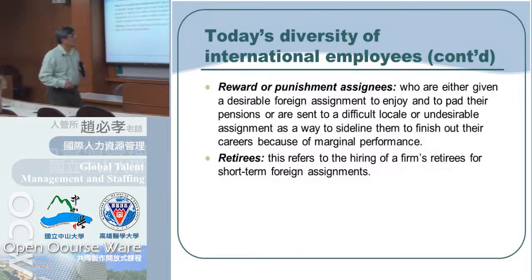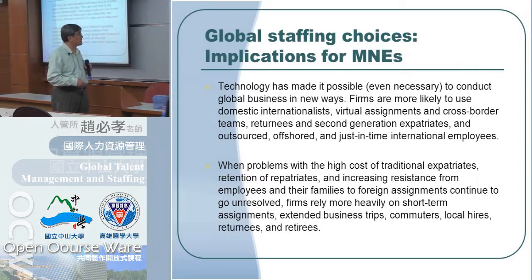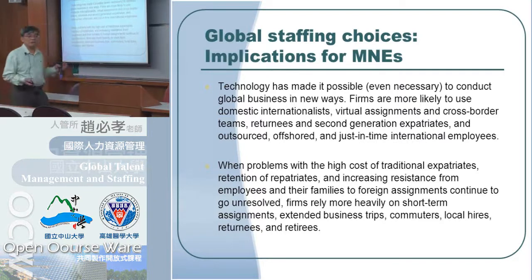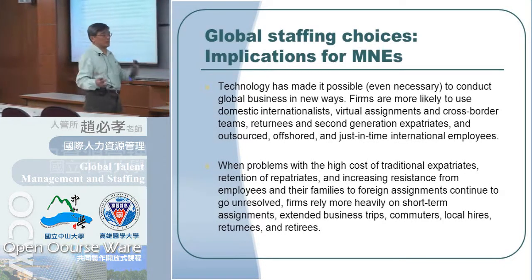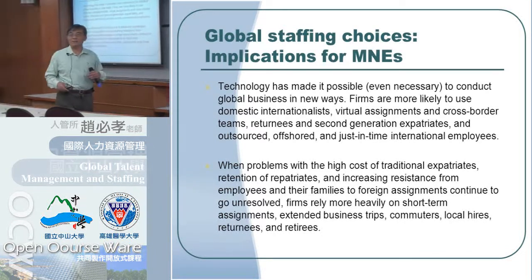Okay. I don't want to introduce too many types. Technology has made it possible to conduct global business in new ways. Firms are more likely to use domestic internationalists, virtual assignments and cross-border teams, returning and second-generation expatriates, and outsourced offshore and just-in-time international employees. Because long-term expatriation costs more, right? So all this becomes more available.